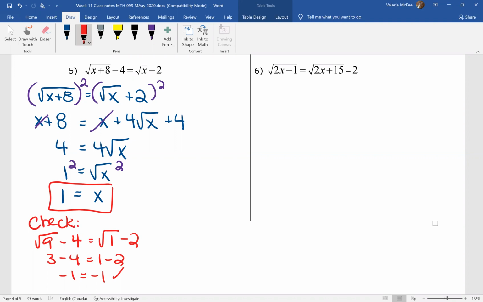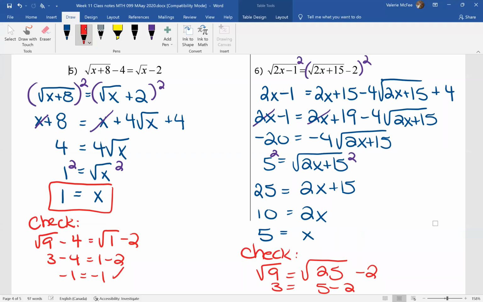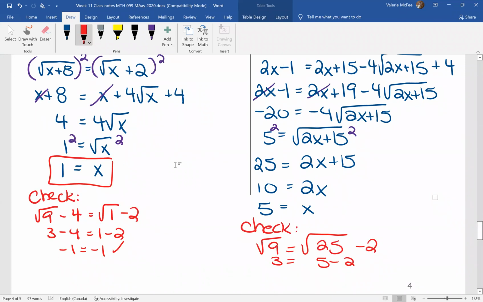When we look at question 6, both of these radicals are pretty complicated, so I would suggest we can go ahead and square both sides just the way it is. Why don't you finish this question? I hope you found that x equals 5, and when you checked your answer, it gave a true statement, and so x equals 5 is our solution.